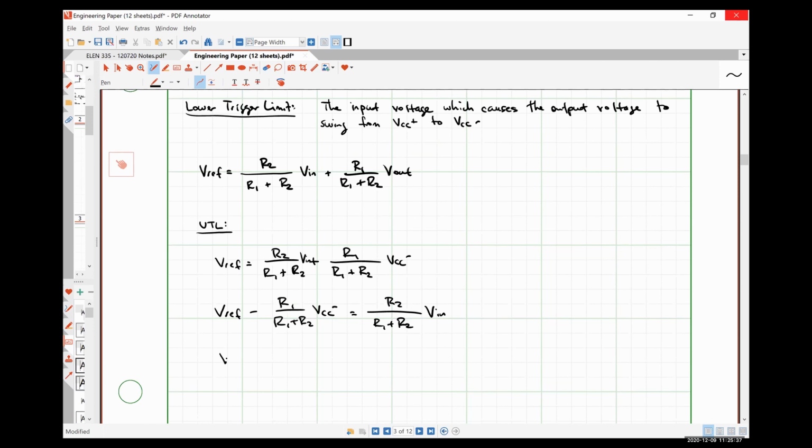So if we solve for Vin, this is going to give us R1 plus R2 divided by R2 times V reference minus R1 over R2 times VCC minus. So this is the voltage that's going to cause the output to swing from low to high.